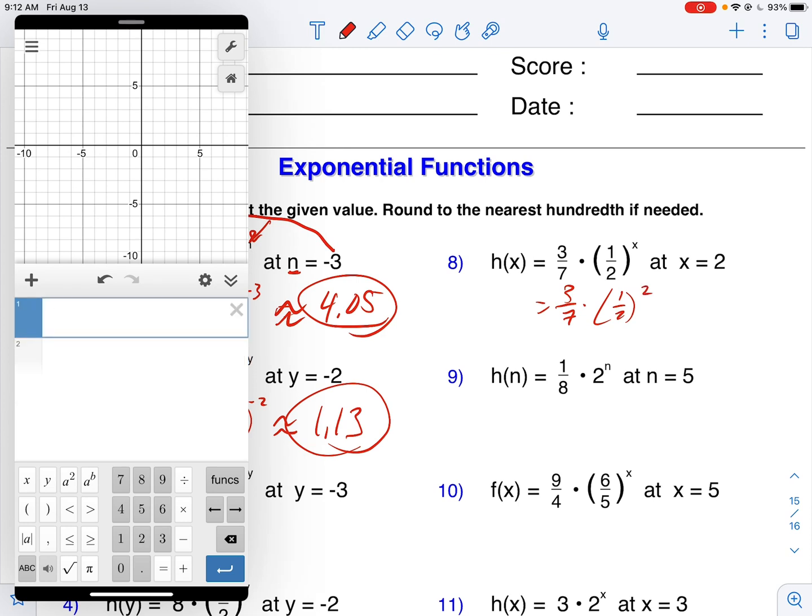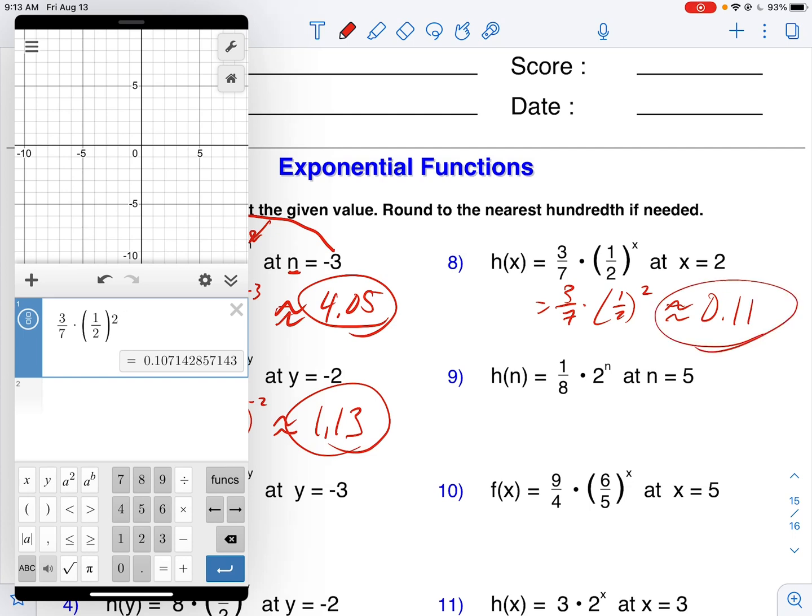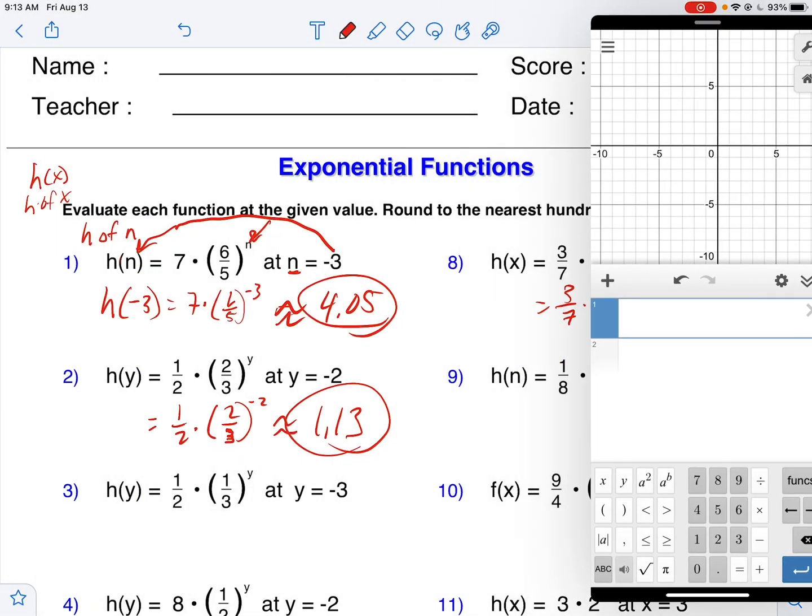So delete that one, and we've got 3 divided by 7 times parenthesis 1 divided by 2 over parenthesis to the squared. And we've got approximately 0.1. Behind the 0 is a 7. That's 5 and above. Give it a shove, so that's going to become a 1. And it works just like that.